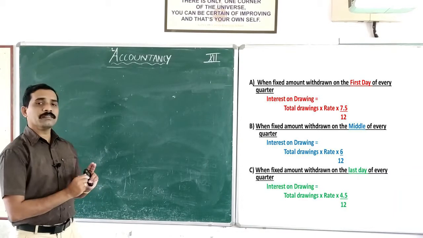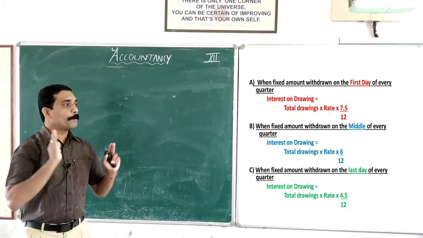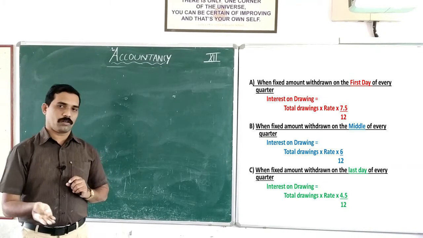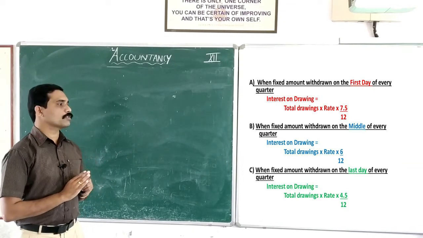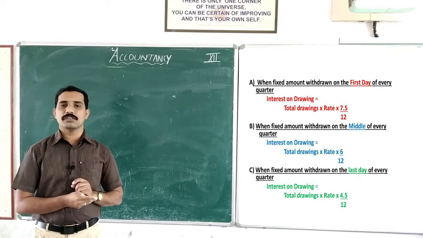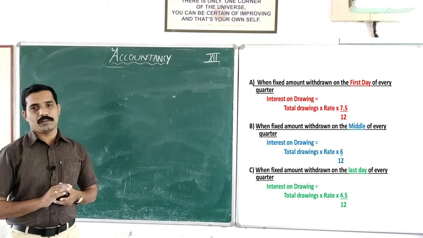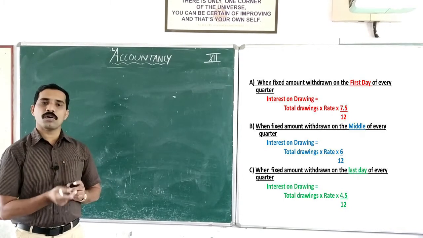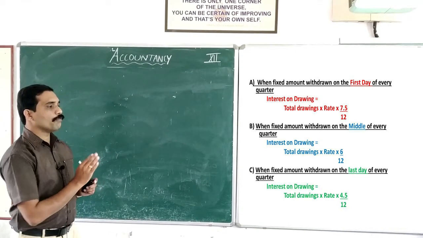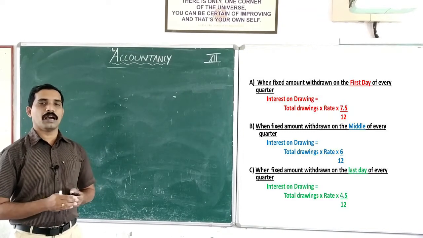Then when a fixed amount is withdrawn in the middle of every quarter, what is the formula? Interest on drawings is equal to total drawings into rate into 6/12.